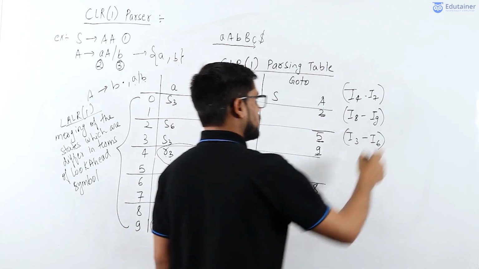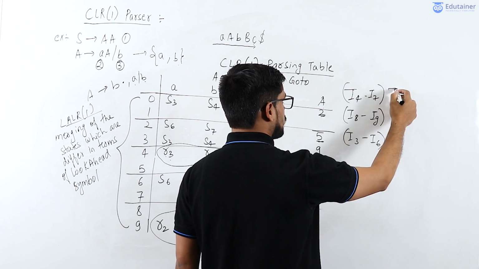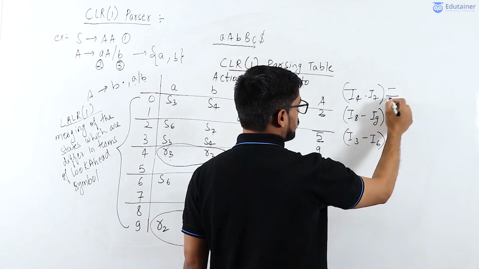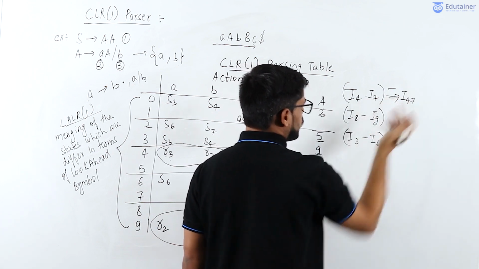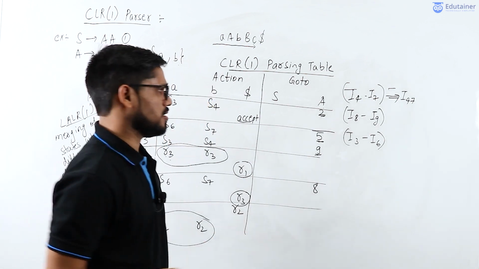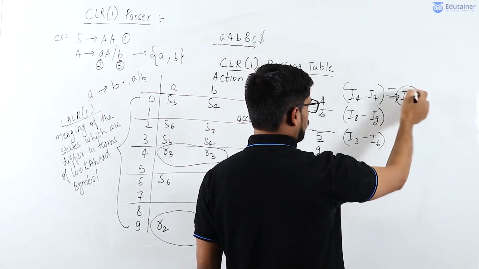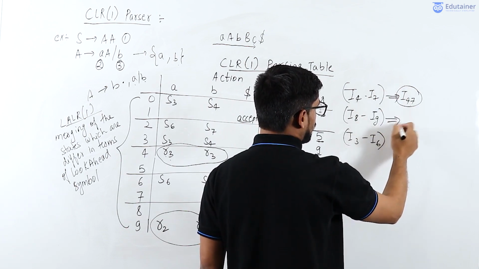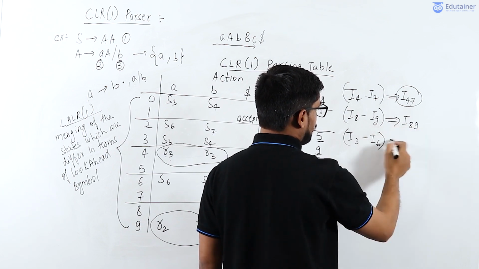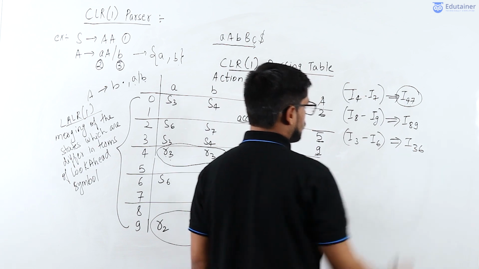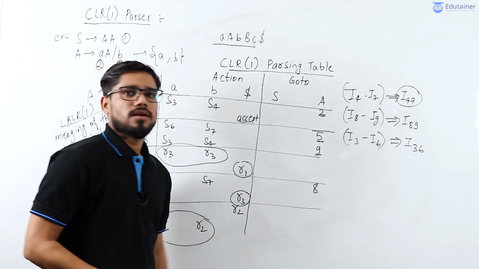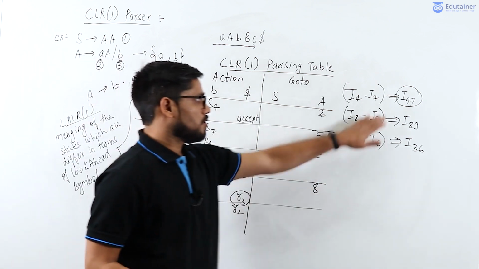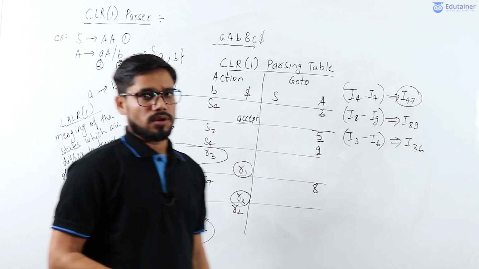Okay, so the LALR1 parsing table will merge these two states I4 and I7 into a single state, and the final state will be I47. You can call it I47 or any other name. So the merging of these two states gives I47 as the resultant state, and I8 and I9 will form a new state I89. I3 and I6 will form a new state I36. So in the LALR1 parsing table, we reduce the number of states by merging the states which differ in terms of lookahead symbols only.